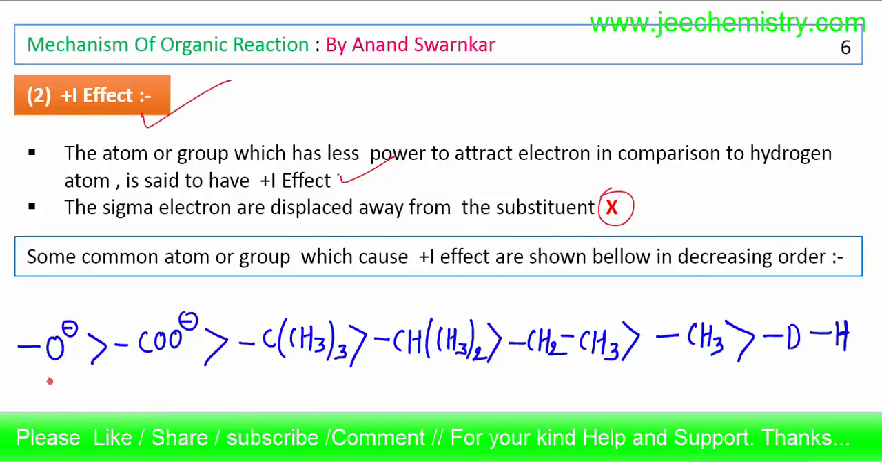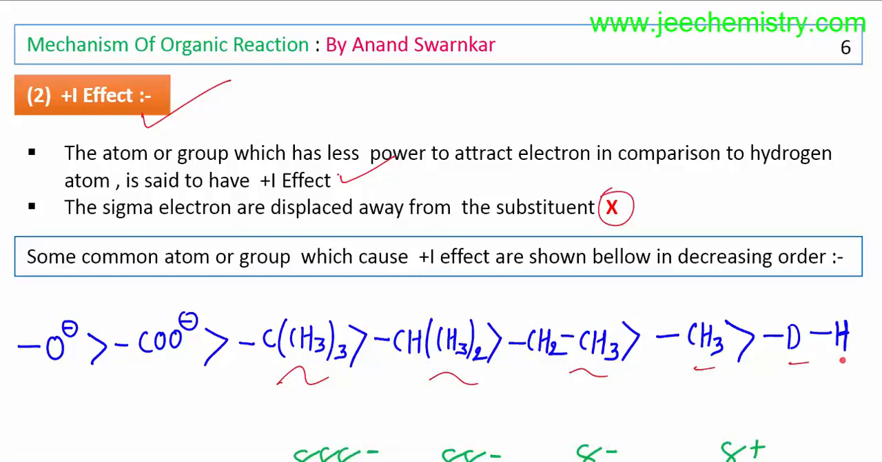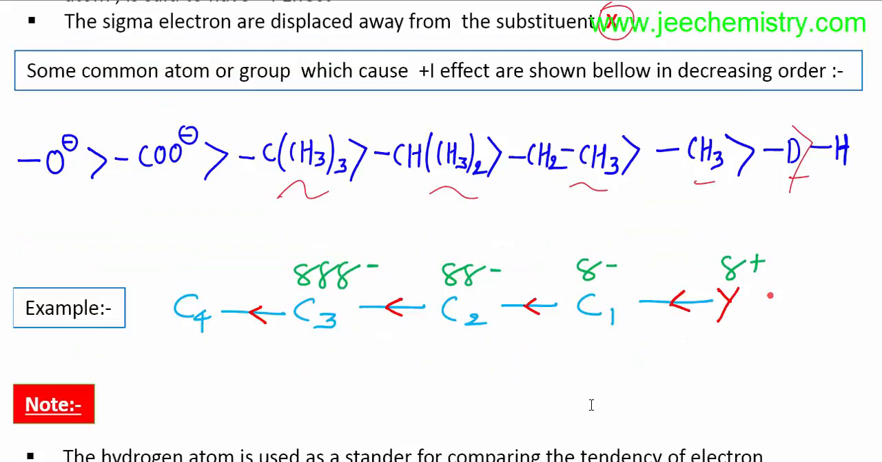Here is the decreasing order of positive inductive effect: O minus, CH3 tertiary, secondary, primary, CH3, deuterium, and hydrogen. Actually, this is hydrogen. The decreasing order is this. This is the decreasing order, and here it is the increasing order. Here hydrogen is taken as the standard.